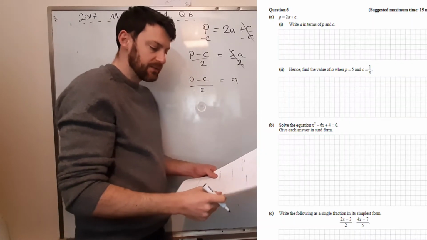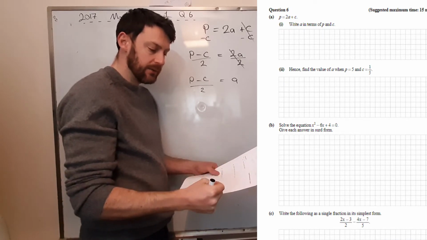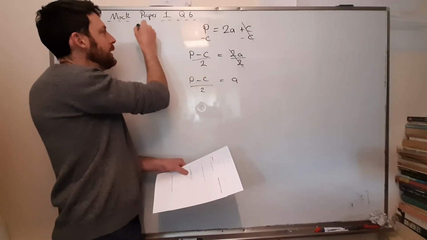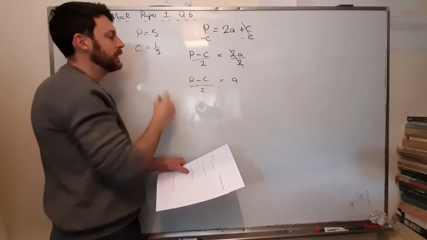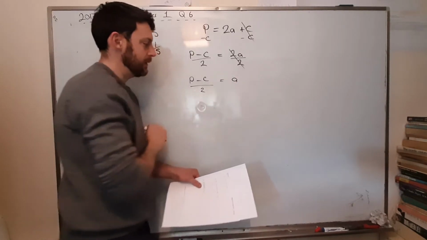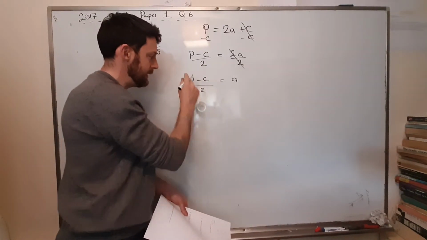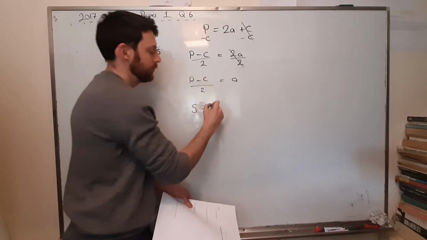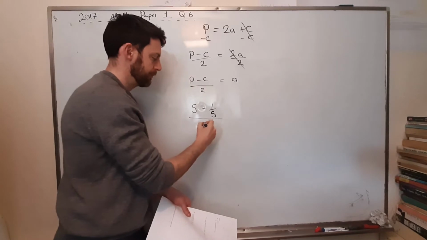Okay, hence find the value of A when P is equal to 5 and C is equal to 1/5. So what they're telling us is P is equal to 5 and C is equal to 1/5, and they want to know the value of this A. So how am I going to do it? Well, I'm going to sub in. P is now becoming 5, subtract the C, it's now becoming 1/5, and it all sits on top of 2.